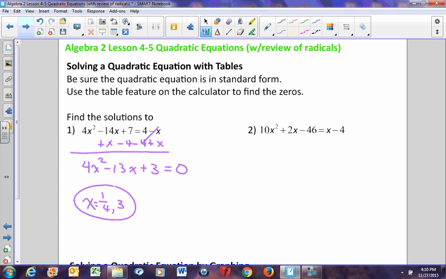Let's do one more of these. So 10x squared plus 2x minus 46 equals x minus 4. So we're going to subtract x and add 4. So we will get 10x squared plus x minus 42 equals 0. Again, I will put those on my calculator. So if I put those in my calculator, 10x squared, it's fun to try to put them in 2 calculators at the same time, plus x minus 42.